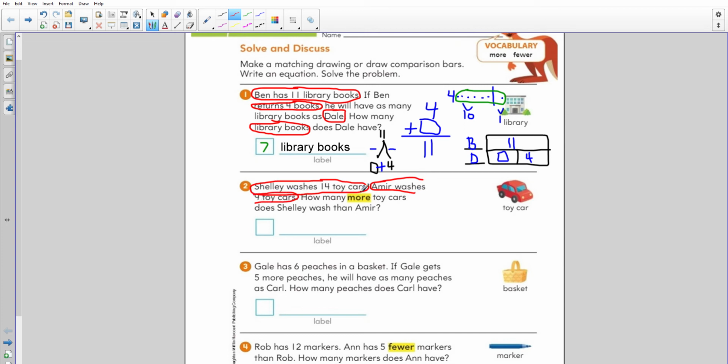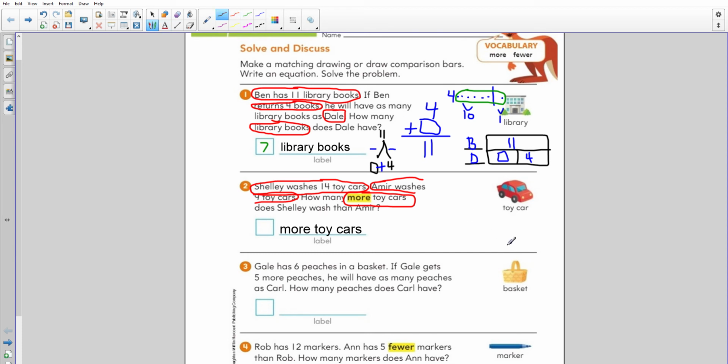Now the question already has a highlighted word for me. This one really is helping me to point out what's going on. How many more toy cars does Shelly have than Amir? So I already know what my label is, and it's not just toy cars. It's not just more, it's more toy cars. So I'm looking for those more toy cars. Now keep in mind, friends, this is a comparison because I have Shelly who has toy cars, Amir who has toy cars, and one has more while the other has fewer.